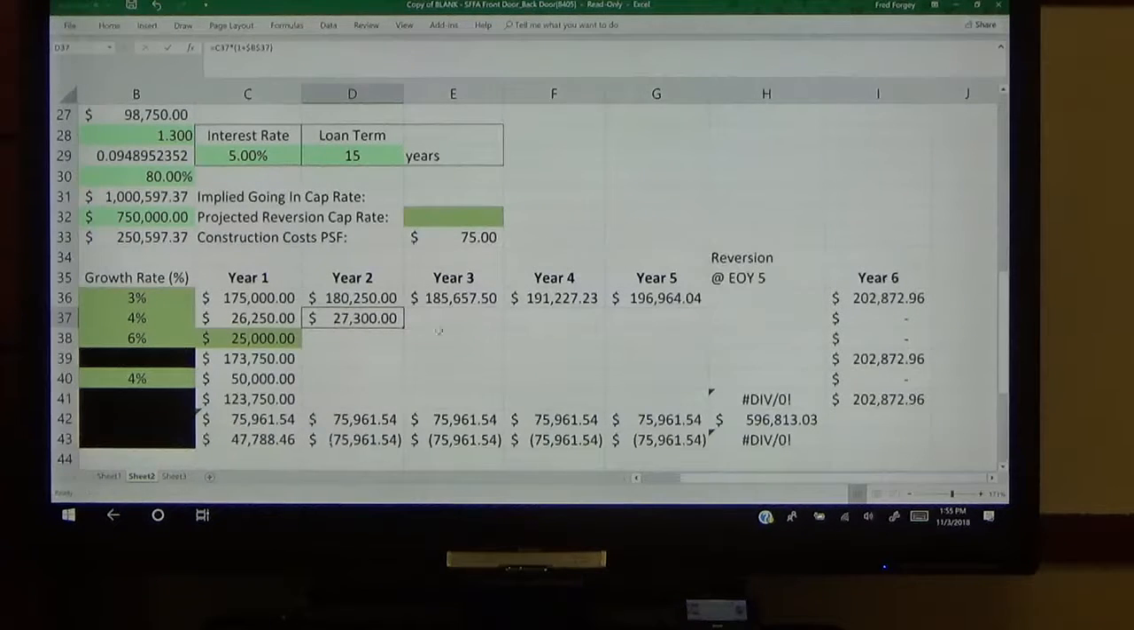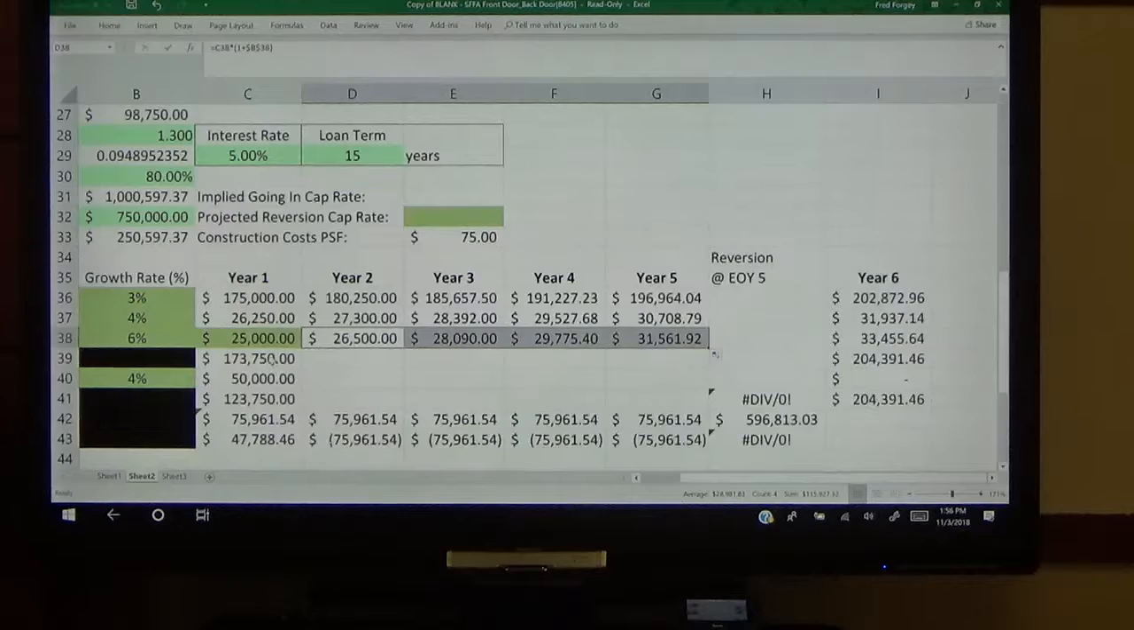Okay, oops, do it again. All right, then we come down to the next one, same thing. Okay, we're going to go over, capture cell C38 times, open parentheses, 1 plus the growth rate, in this case the 6%, so B38, close the parentheses, go ahead and put the dollar sign in front of the B, dollar sign in front of the 38, same thing, copy over.